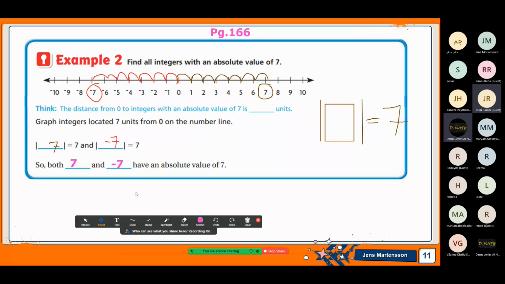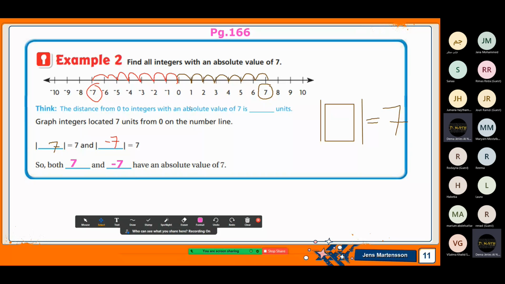Even if the number is negative 7 or 7, its absolute value will always be positive 7. Yes, it's 7. Thank you. So if I asked you now, what is the number whose absolute value is 5? What do you have to tell me? 5 and negative 5.